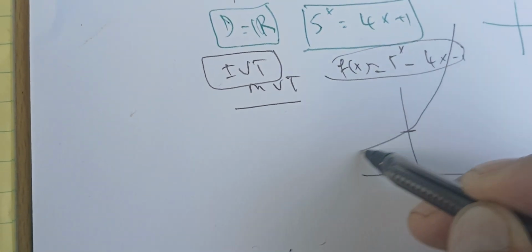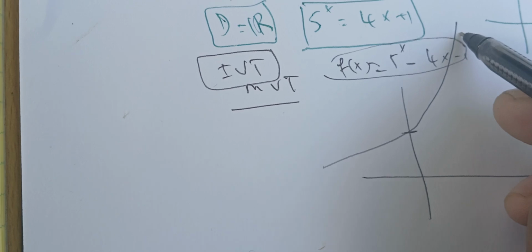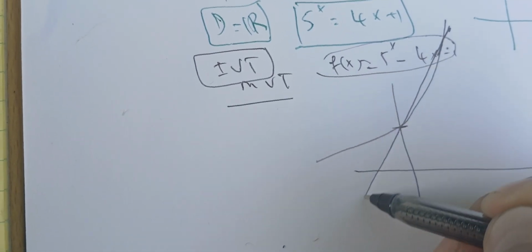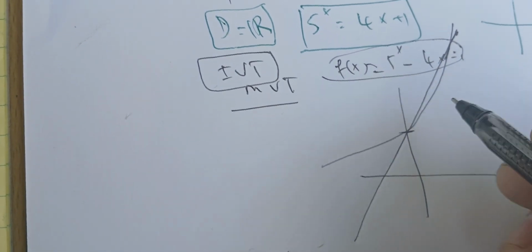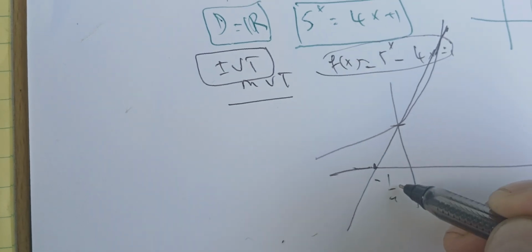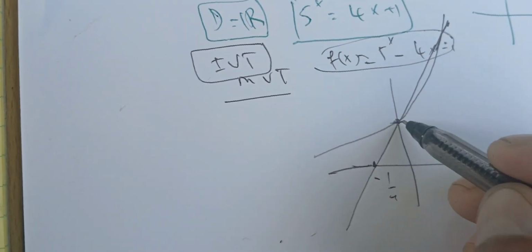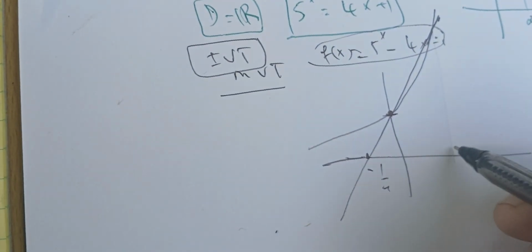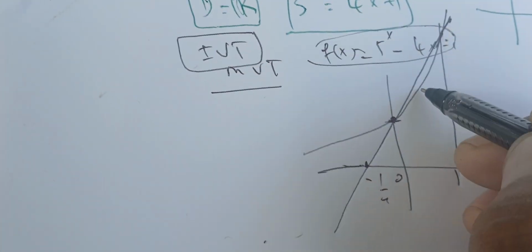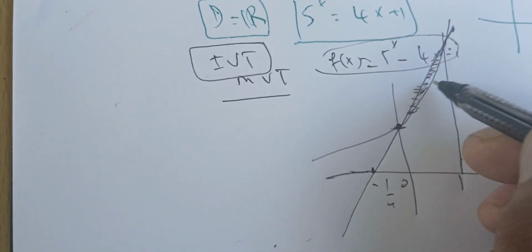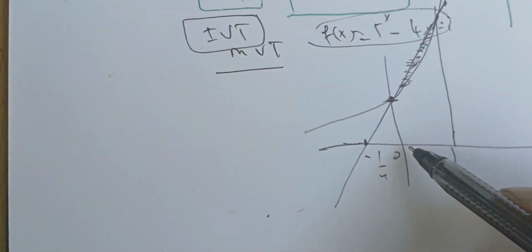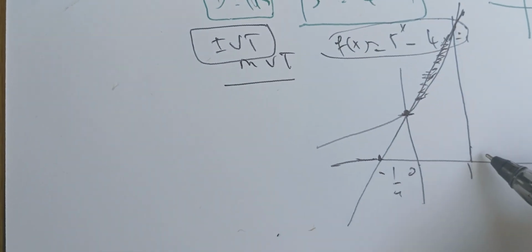Okay, let's say this is 5 to the power x, and this is 4x plus 1. This is minus 1 over 4. Here we see that the two solutions are 0 and 1. So we want to integrate this area here. The area is this part here that we want to find, and we have these 2 points 0 and 1 as the only solutions.